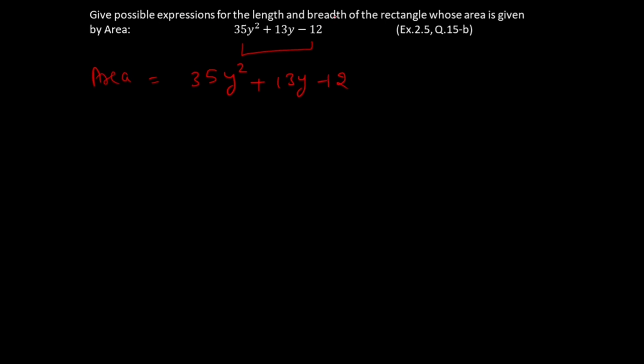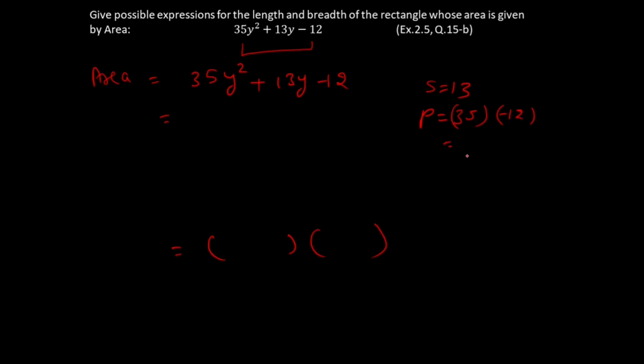I am to find the dimension. Dimension means length and breadth. So basically I am to express this in the form of two factors. One factor I can assume length and the second one will obviously be breadth. So the main thing is to factorize this. To factorize this, I am to find numbers whose sum should be 13. And what should be the product? 35 times minus 12.